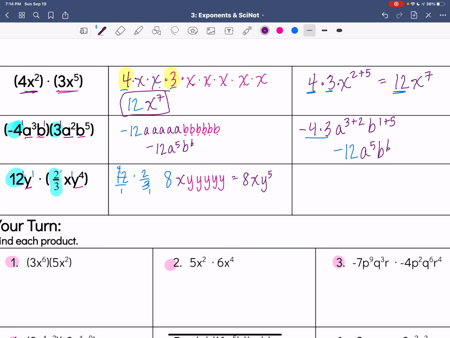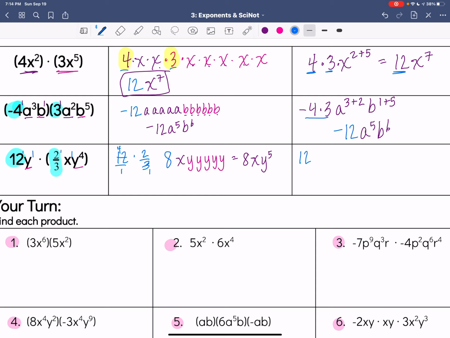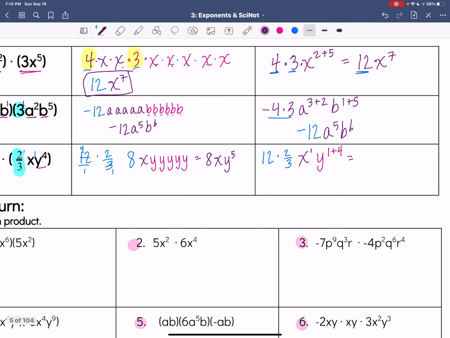And then if you come over here and do the shortcut, it's 12 times 2/3. And then you're going to do x, and I'll just put a 1 here. And then y's, we've got y 1 plus 4, and then put it all together, and you've got 8x, and we typically don't write the 1 when we're simplifying. And then that's it.